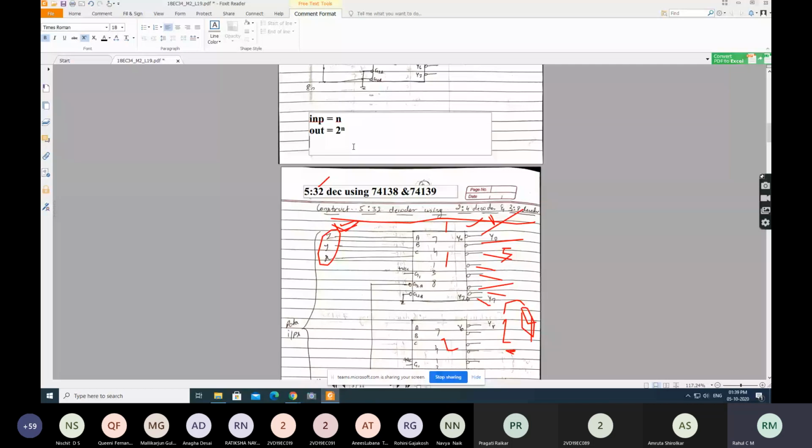Now, what will be the relation between input and output? N will be equal to log of the output to base 2, that is, the output is 2 raised to n. Understanding, everyone? Yes or no? Yes, sir. If the output is 4, what will be n? 4 is 2 raised to 2. Understanding? No. I'll make this very clear by solving one more problem.